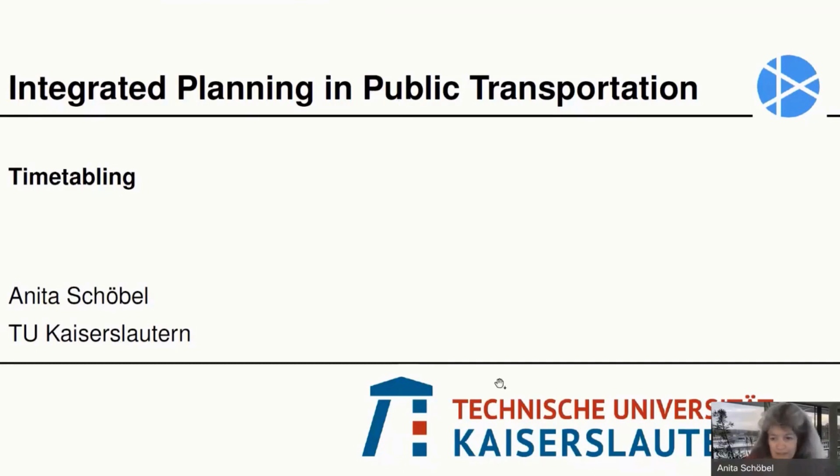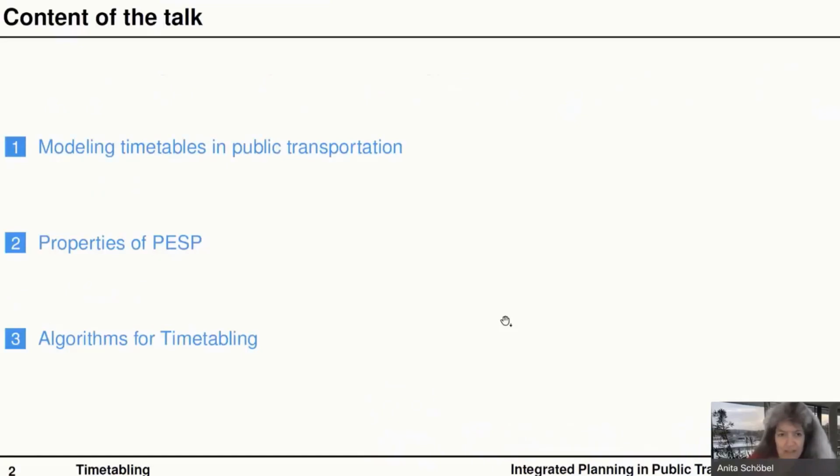And I will directly start with the lecture, which is now on timetabling. We will first of all see how we can model timetables in public transport. And this will bring us to a very famous model called PESP, or Periodic Event Scheduling Problem, from which we will see some properties and some sketches of algorithms, where I really will show you in practice one nice graph theoretical algorithm for how we can compute easy timetables.